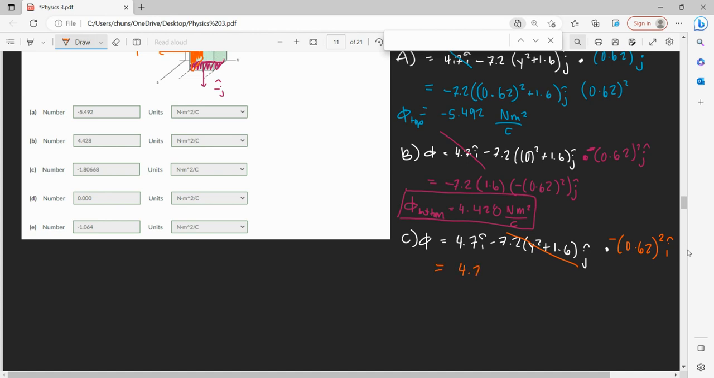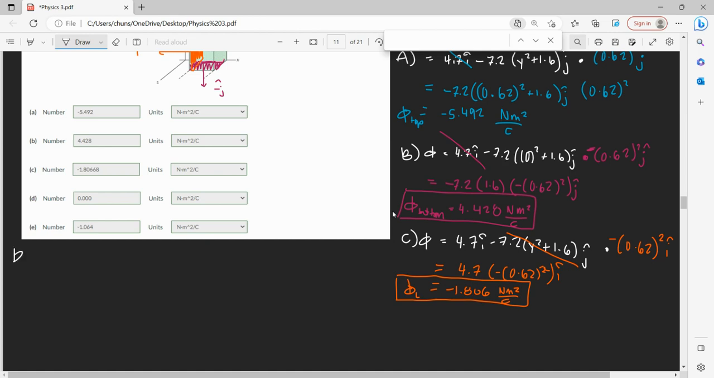So that will be 4.7 times negative 0.62 squared in our i hat direction. And this will be 4.7 times 0.62 squared. It's going to be negative 1.806. Flux of our left one. Awesome.